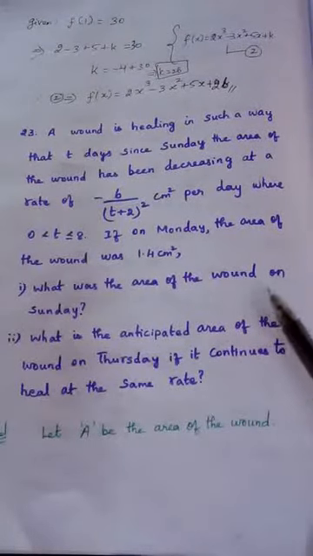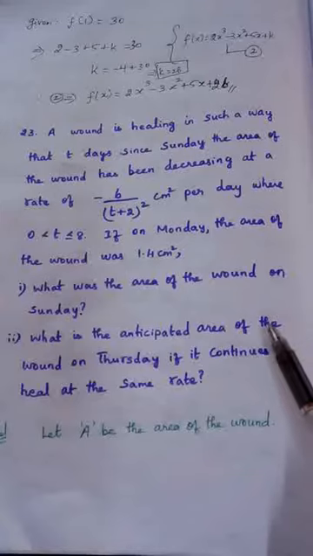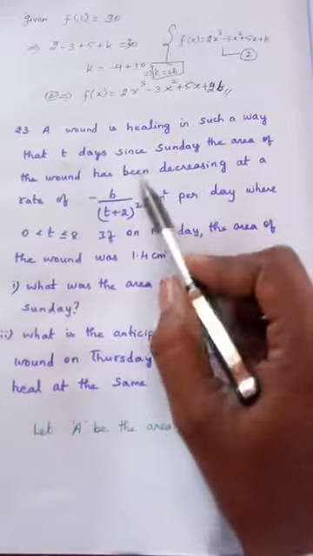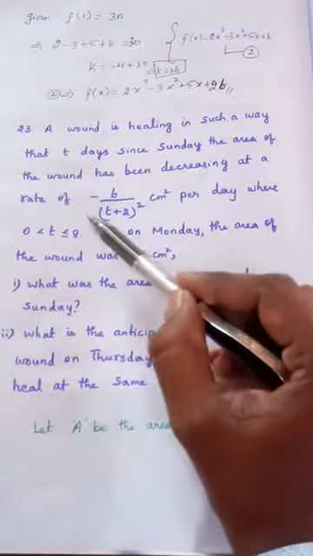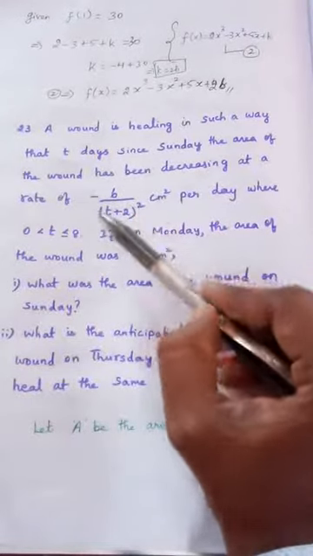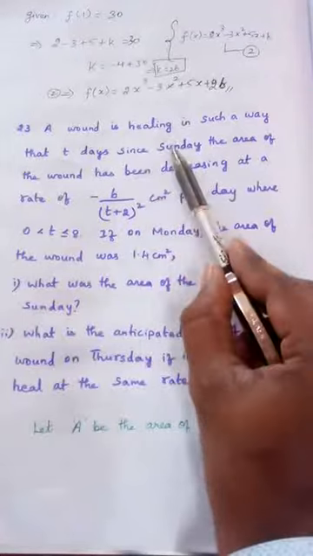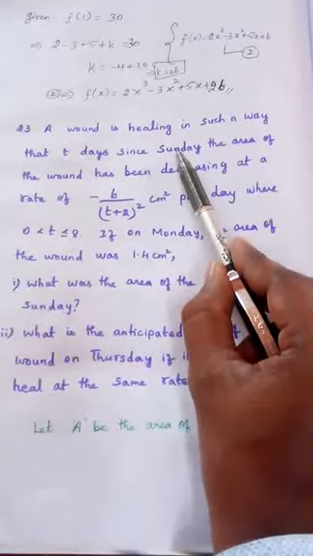I think the question is very big, but the concept that you should understand is, a wound is healing at a rate. The rate is given. A wound is healing at a rate of this. The starting point is Sunday, right?